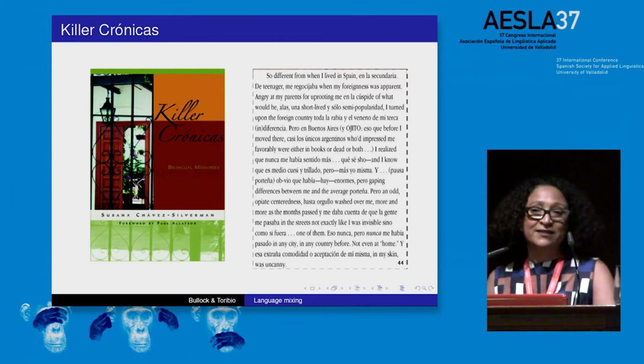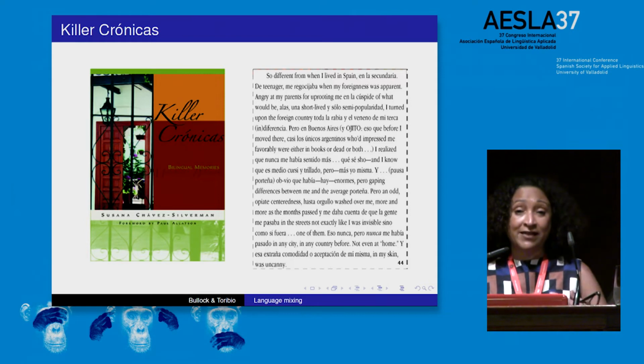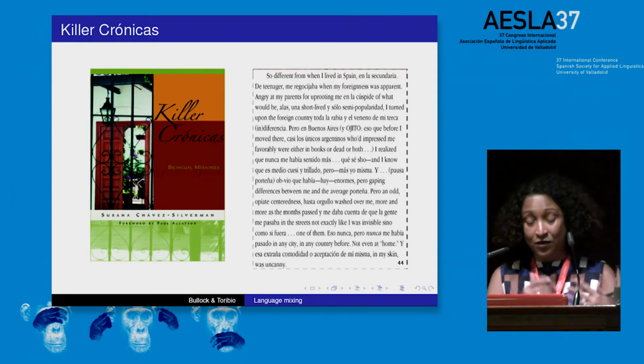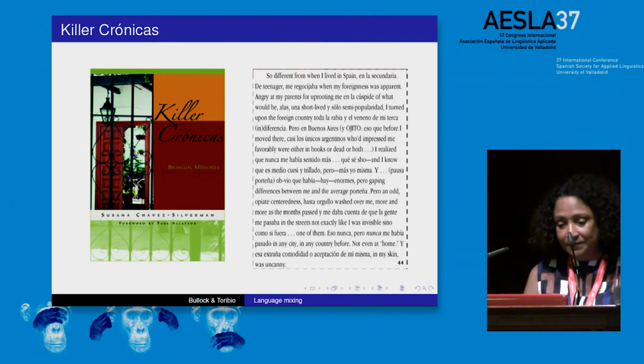Okay. So this is the type of text that we want to work with and the type of text that we're able to annotate automatically and then to quantify the type of mixing and visualize the mixing that's done.